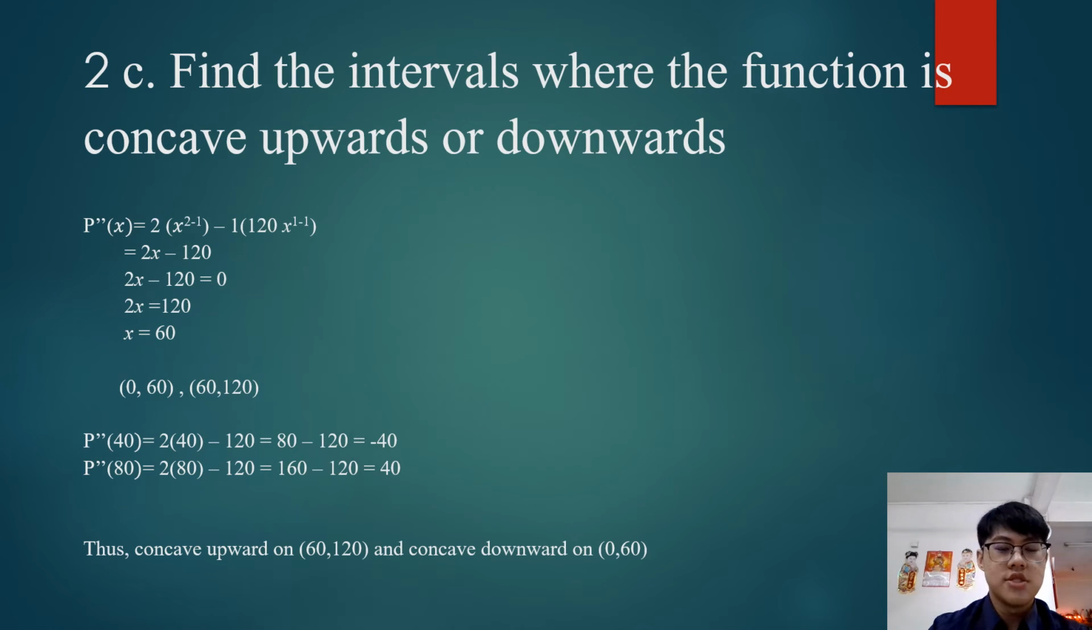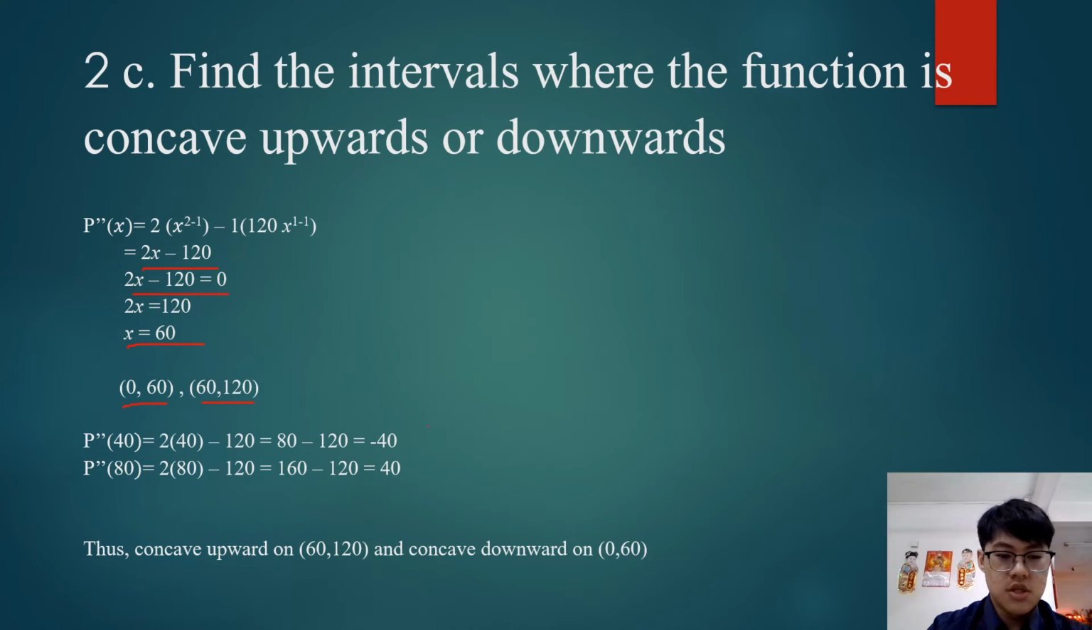Okay, for question 2C, find the interval where the function is concave upwards or downwards. So for the first step, we need to differentiate the p prime, and we get the answer, which is 2x minus 120. And we let 2x minus 120 equal 0, we get x equal to 60. So we can form two intervals, which are 0 to 60 and 60 to 120. And to find the concave upward or downward, we need to test, and we put 40 and 80 into the p prime prime function.